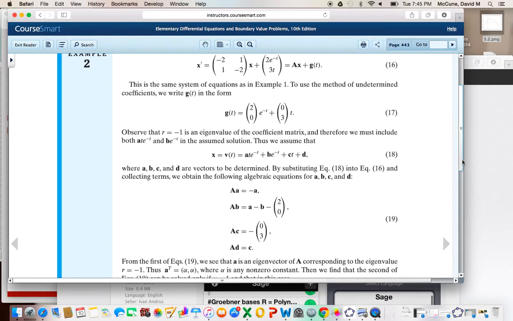So you should write those equations down, right? And make sure that you agree with this. But this is what will fall out of that. So if you compare like terms, you're going to get the following 4 equations. That matrix A times constant vector a is -a. A b equals a minus b minus the vector 2, 0. A c equals -0, 3. A d equals c.